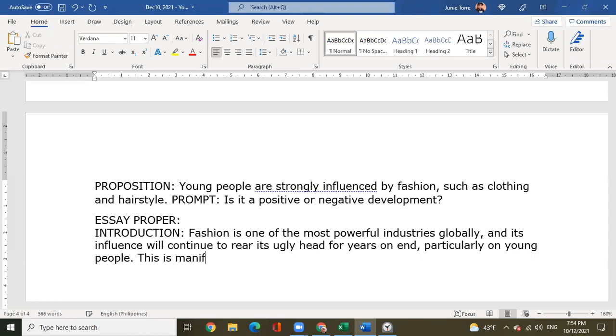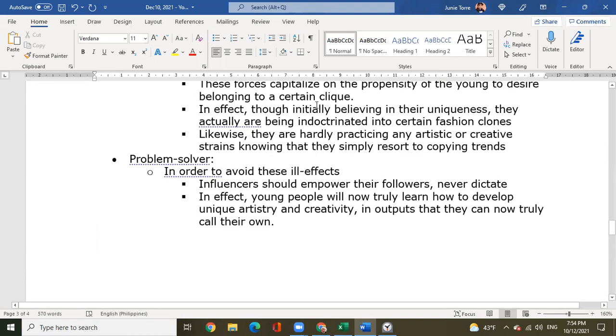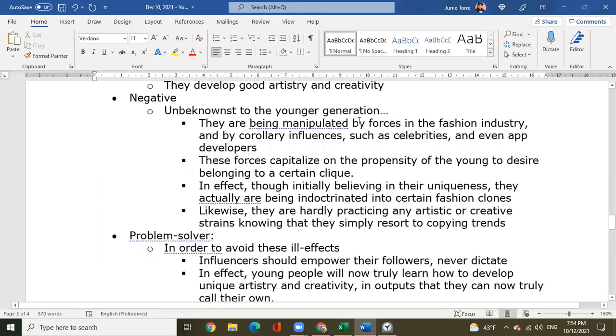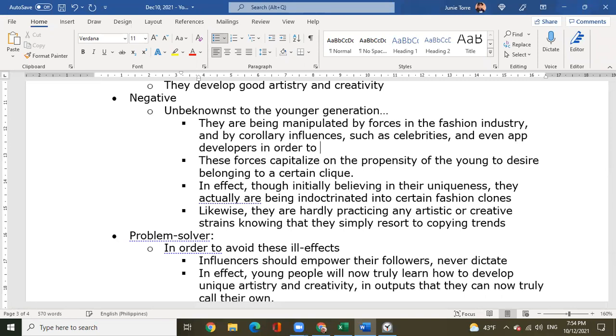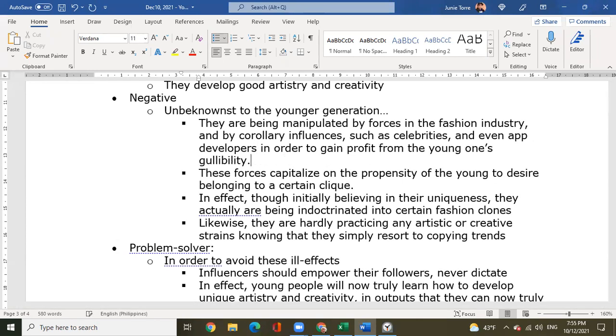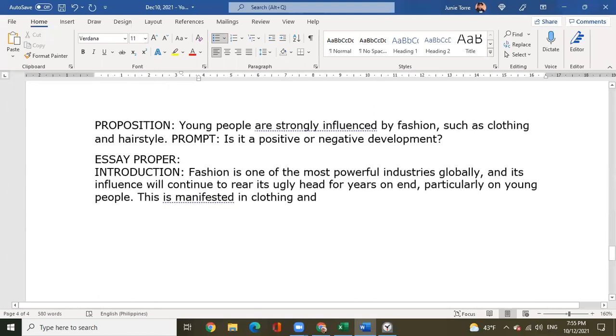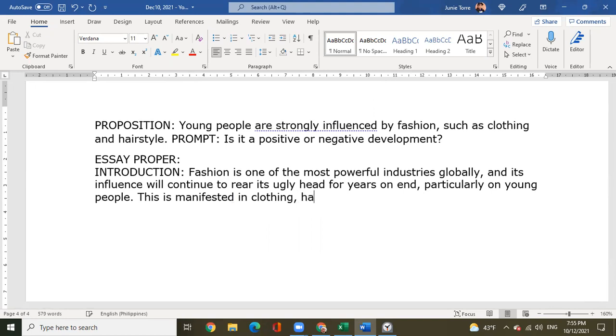This is manifested in clothing. Oh, I forgot, guys. So we need to inject here: they're manipulated by app developers in order to gain profit from the young ones' gullibility. There, we forgot to mention that. There, we're just making money off you. There, this is manifested in clothing, hairstyles, and the like.